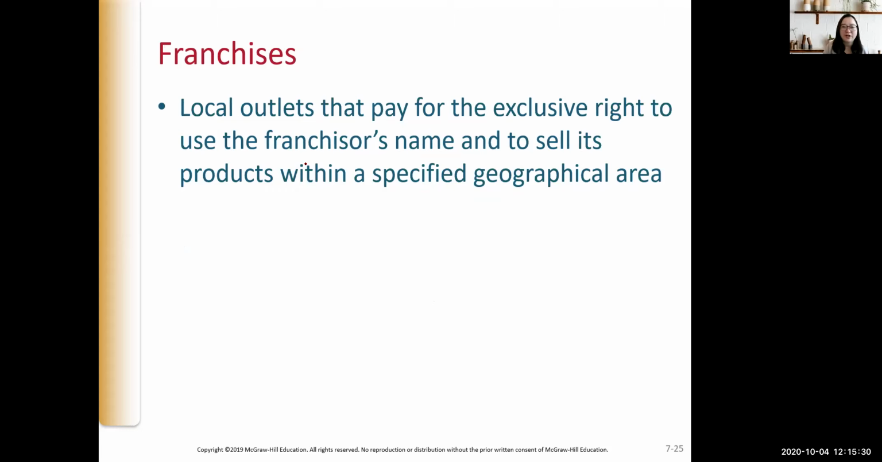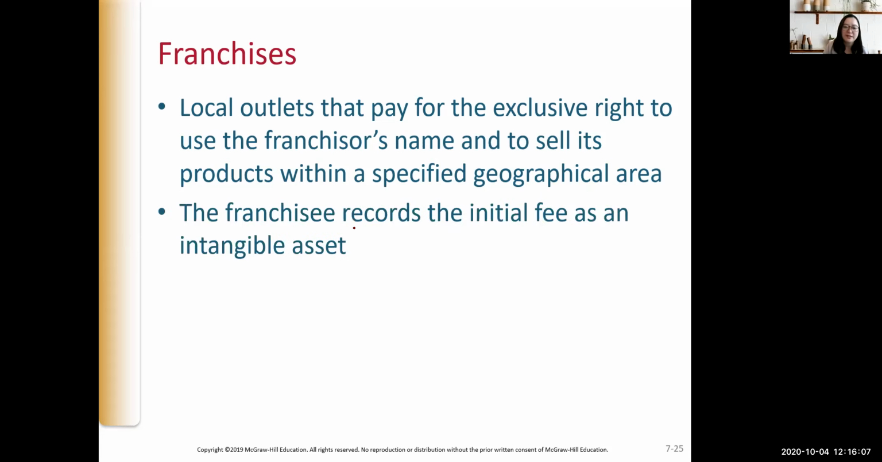Okay, franchise. A franchise means the local outlets that pay for the exclusive right to use the franchisor's name to sell its products within a specific geographic area, such as Dunkin' Donuts, Subway, McDonald's, and all these fast food chains. They are franchisees. They actually pay for the right to use those big names, recipes, and menus to sell their products within a specific geographic area, right?